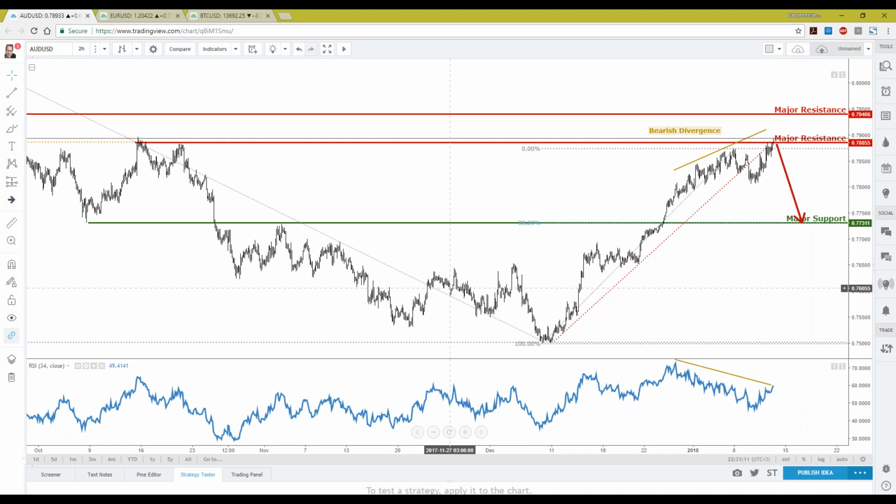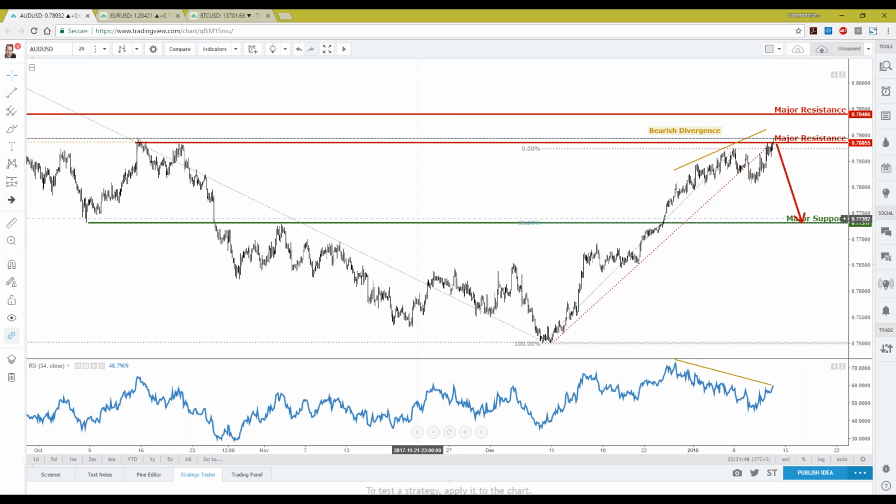Now, what you see is a simple bar chart. Okay, we're looking at a 2-hour chart for the Australian dollar. We've already determined where our support and resistance lines are on our chart. And if you don't understand support and resistance, you need to come to a class because it's a very crucial concept. Now, we have something that's called bearish divergence. Do you know what that is? Okay. It's one of the ways that you would use an indicator.